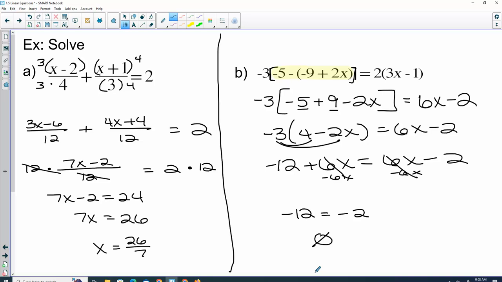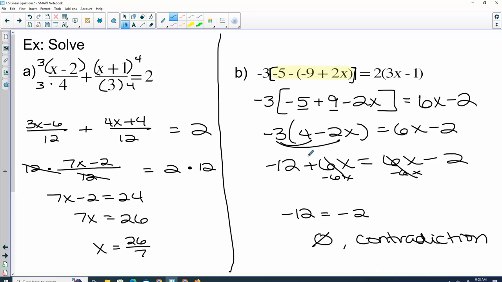So if we solve our equation and we get an answer, that is called a conditional. All of the other equations we've solved so far were conditionals. They have an answer. This one, if it is no solution, we call that a contradiction. Okay, this one is impossible. There is no x value that makes it true. It's a contradiction because negative 12 does not equal negative 2.